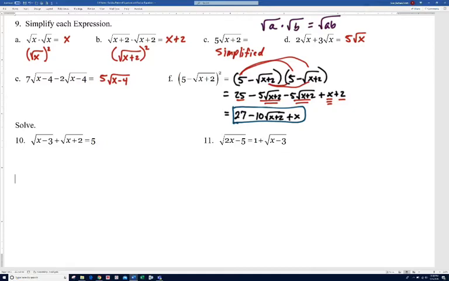Now on number 10, let's see, we have two radicals. So if you look back to our 5 steps, if there's two radicals, you want to get a radical on one side. And actually, I think I'm going to stop right here, and I'll finish this up in the next video.